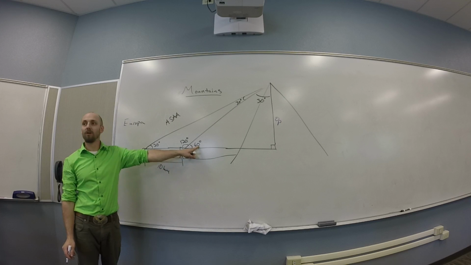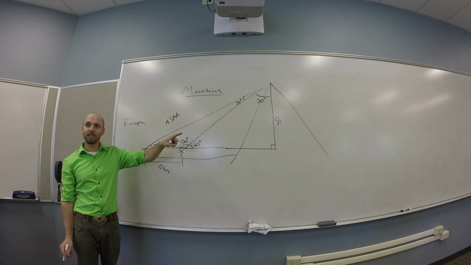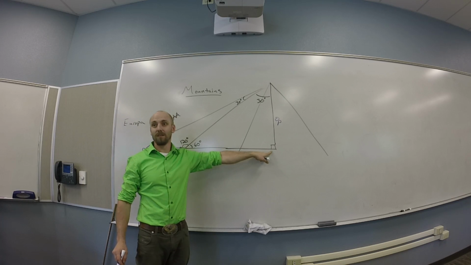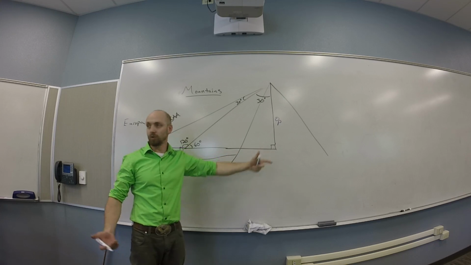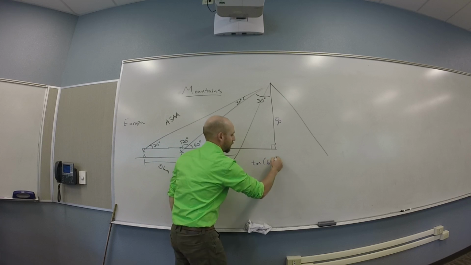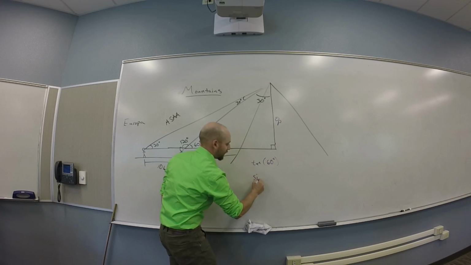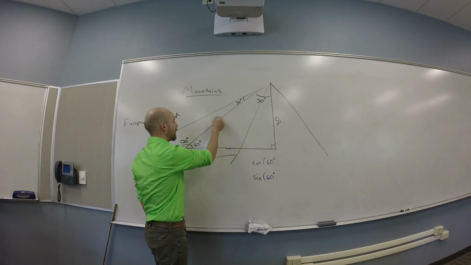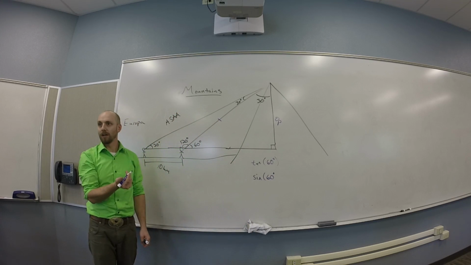So what do I know that relates opposites and other stuff in a right triangle? Tangent, I know tangent, and I also know sine. You guys see that? So I have two kind of options. I can think about tangent of 60 or sine of 60. That would clue me in that one of these two sides is going to be my next target.